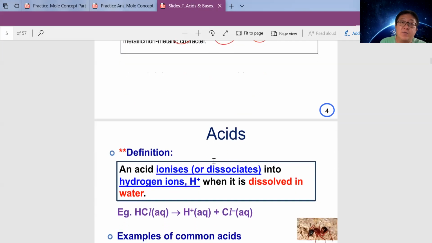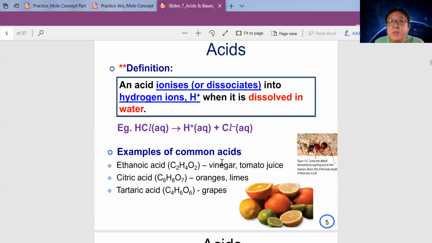Right, so acid first. Are you familiar with the acid? Acid ionizes in water to give you hydrogen ions when dissolved in water.